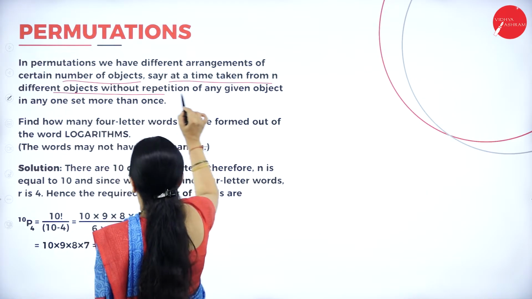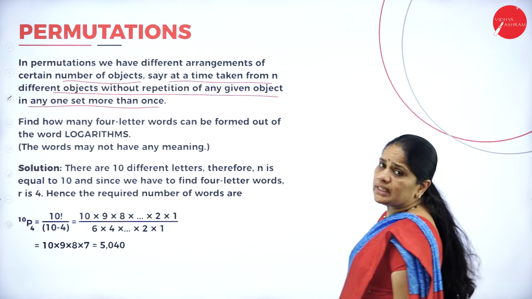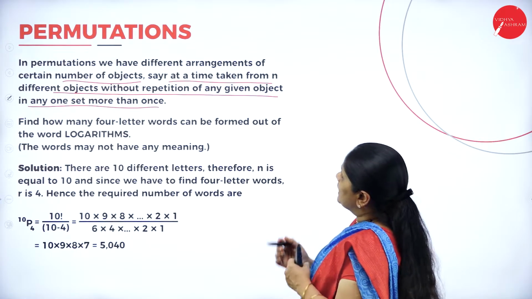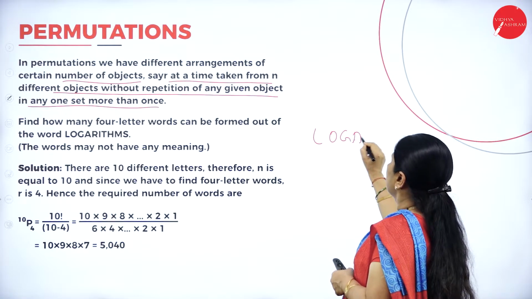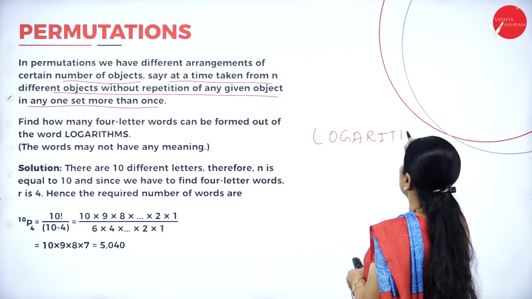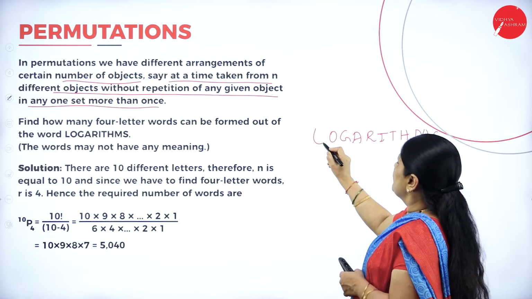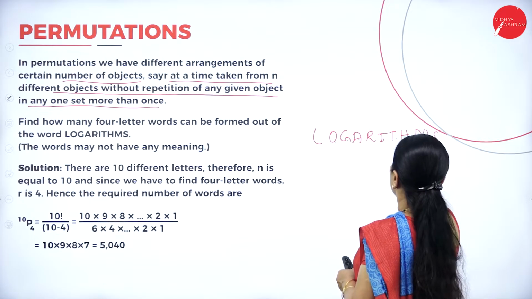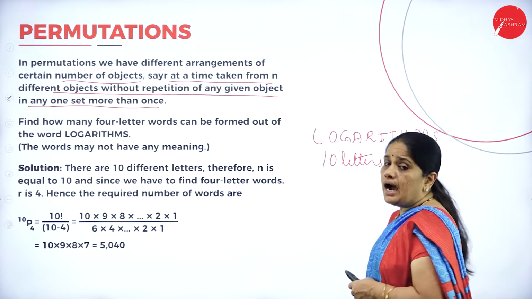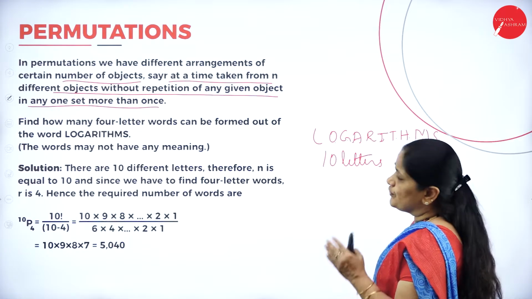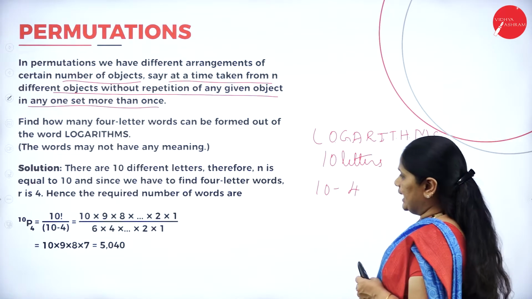Next one. In permutations, we have different arrangements of a certain number of objects, say taken r at a time from n different objects, without repetition of any one of the given objects in any one set more than once. Find out how many 4-letter words can be formed out of the word LOGARITHMS: L-O-G-A-R-I-T-H-M-S. So, how many letters are there? 1, 2, 3, 4, 5, 6, 7, 8, 9, 10. So, we have 10 letters in the word logarithms. Out of this, we have to make 4-letter words. So, out of 10, I have to select 4 letters.